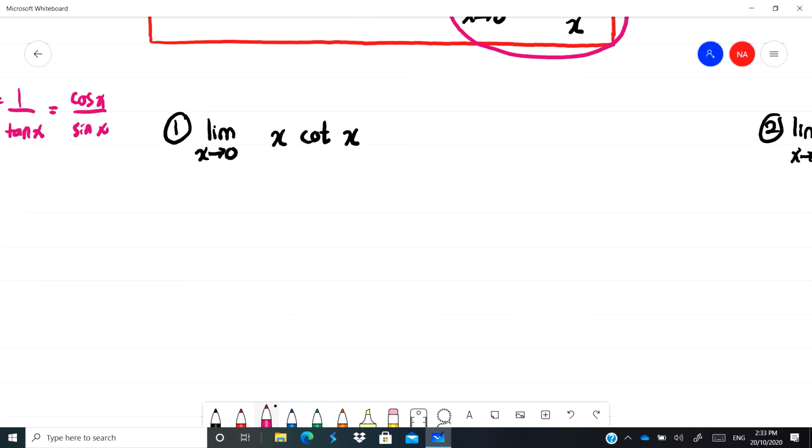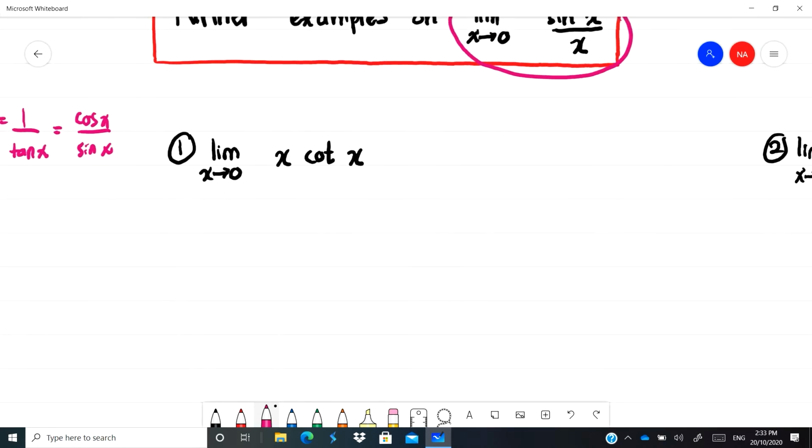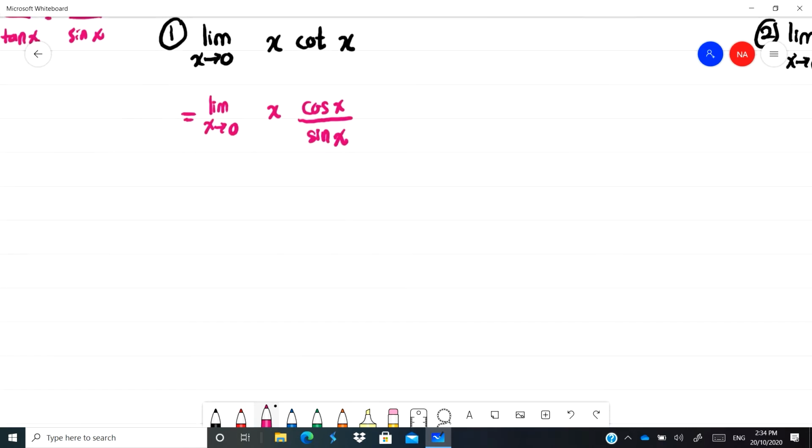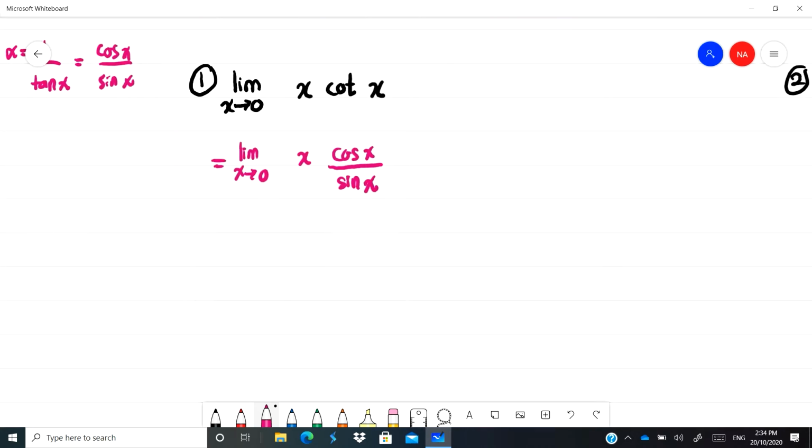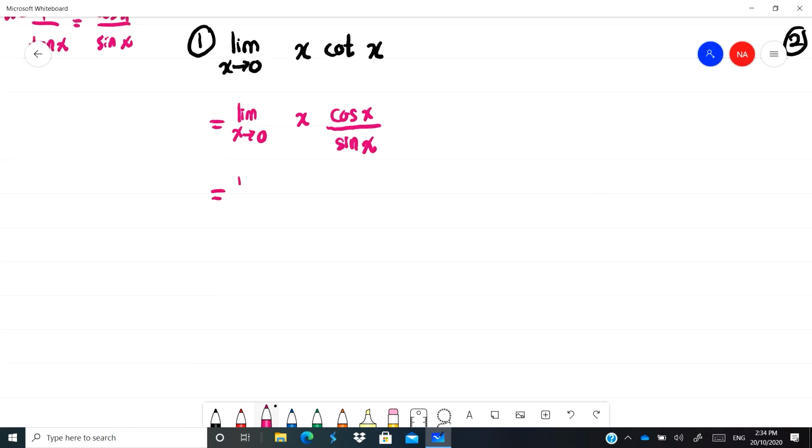So we substitute the cotangent of x with cos of x divided by sine of x. So we'll have the limit as x approaching 0 of x cos of x divided by sine of x. We want it in the form of sine x over x, so we should modify this a little bit. I'll write the product of two limits: the limit as x approaches 0 of x over sine of x, multiplied with the limit as x approaches 0 of cos of x.